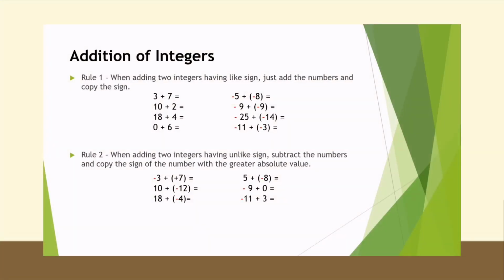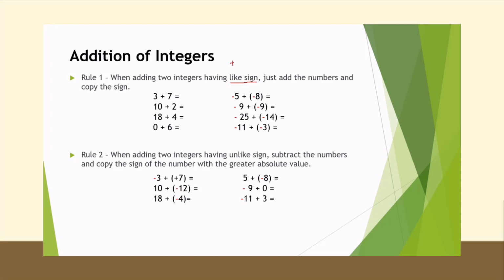Okay, so let us perform the operations of integers. So let us start with addition of integers. Now, there are two rules to follow. Rule number 1. When adding two integers having like sign, just add the numbers and copy the sign. So when we say like sign, it has the same sign.